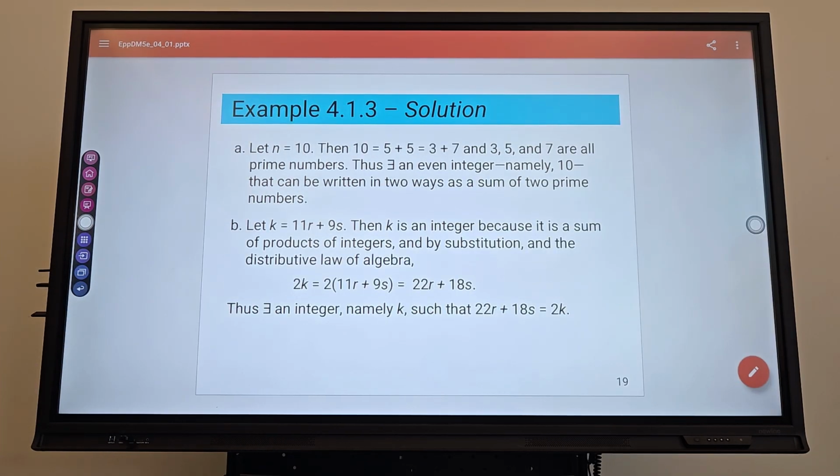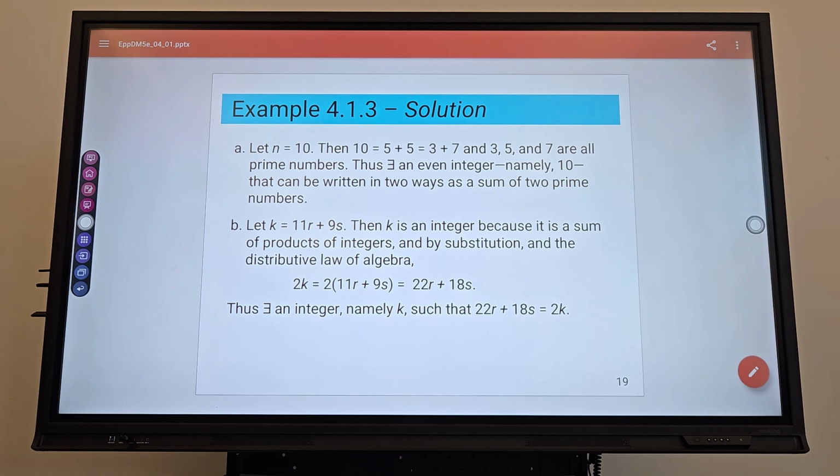Let's see here. Let n equal 10. 10 equals 5 plus 5 equals 3 plus 7, and 3, 5, and 7 are all prime numbers. Thus, there exists an even integer, namely 10, that can be written in two ways as a sum of two prime numbers. Proof by example.